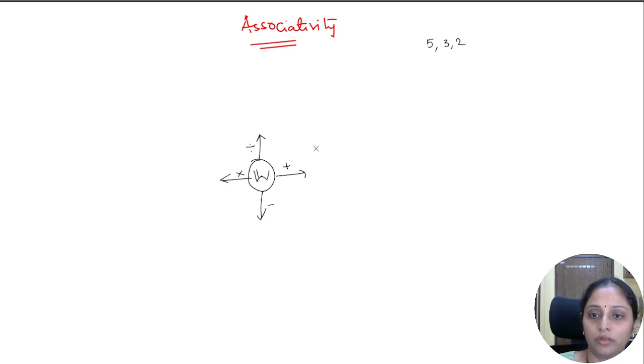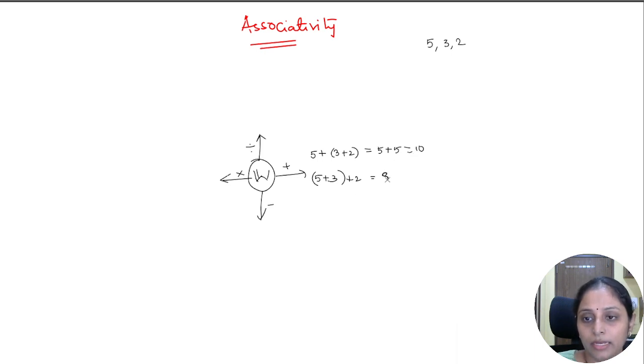So now addition. (5 plus 3) plus 2. I want to compare that with 5 plus (3 plus 2). Are these two the same? Now this is 5 plus 5, which is equal to 10. Whereas this is 8 plus 2, which is again equal to 10. So yes, addition is associative for the set of whole numbers.